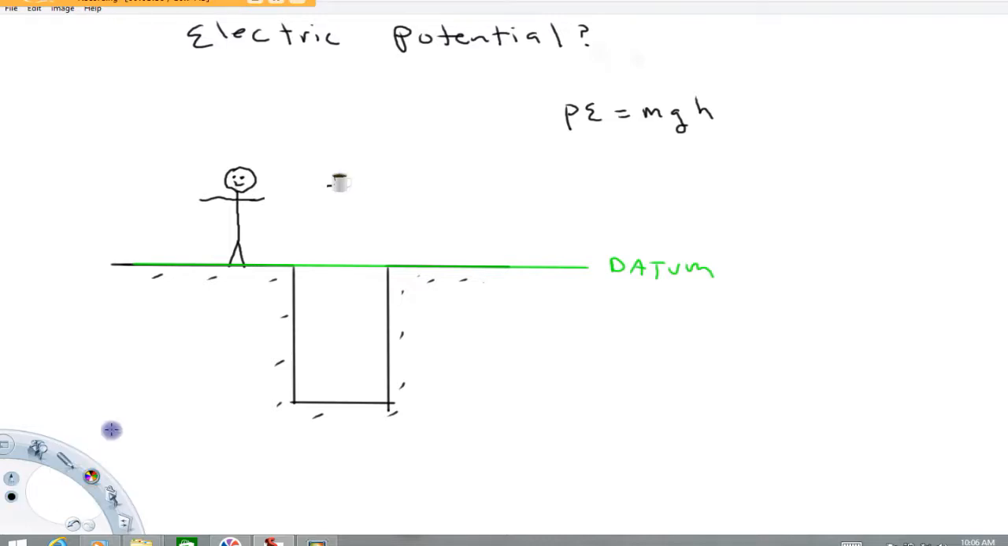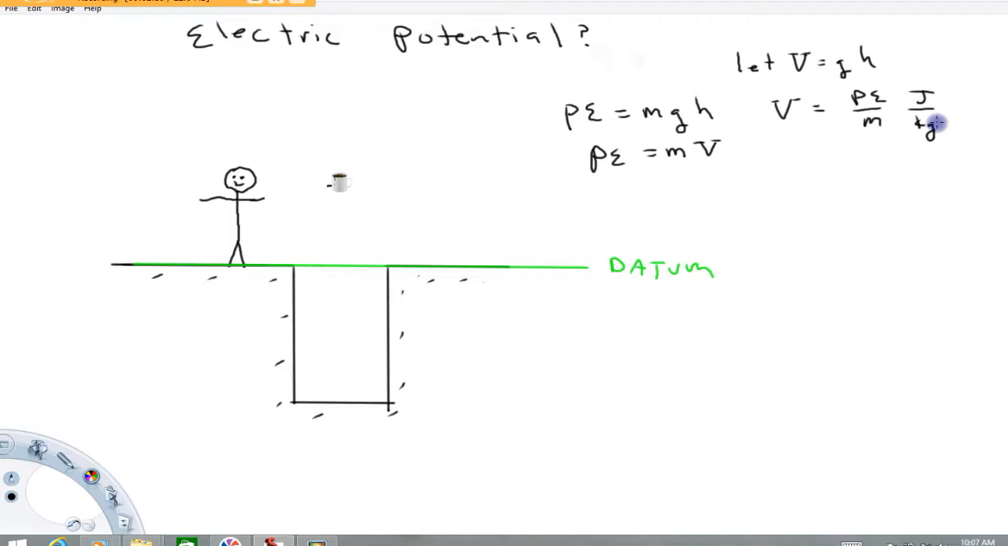Now, over on the right, I'm going to make a little algebraic substitution. We're going to let this letter V equal g times h. If I do that, our potential energy equation is m times V. Now, if you study the units of this V, you could write V as potential energy over mass. So this thing has units of joules per kilogram, because potential energy is measured in joules and mass in kilograms.